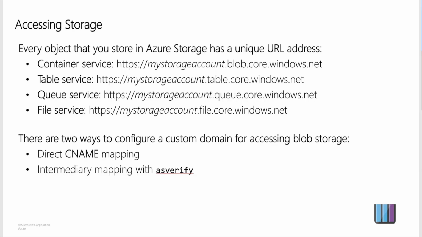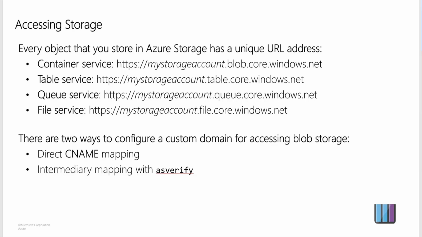Then the default endpoint for the container service, or the blob, will be https://mystorageaccount.blob.core.windows.net. Similarly, if it's a table, the same storage account name .table.core.windows.net, queue.core.windows.net, file.core.windows.net.